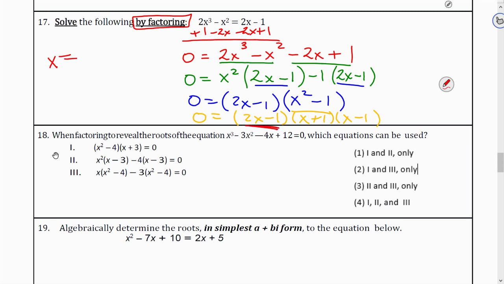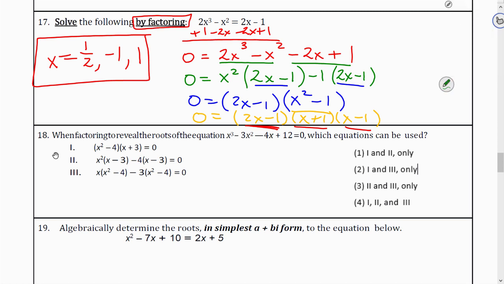From this one, if I put that equal to 0, I would add 1 to both sides and then divide by 2. And I would have x equals 1/2. For this one, I would put that equal to 0, and I'd subtract 1 from both sides, and so I'd get x equals -1. For this last one, I would add 1 to both sides, and I would get 1 as my answer. So the solutions to this are x equals 1/2, -1, and +1. Next, number 18.